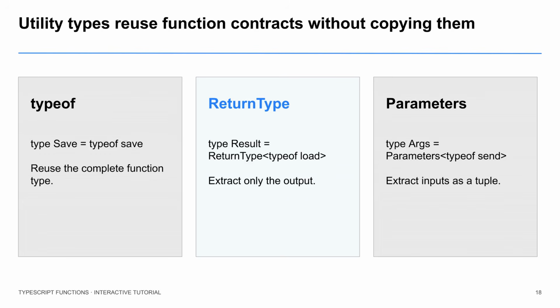TypeScript's utility types help contracts stay synchronized. typeof reuses an existing function's complete type. ReturnType extracts only its result. Parameters extracts the arguments as a tuple. These tools are most valuable when the original function lives in another module or library, and you want related code to update automatically when its signature changes.